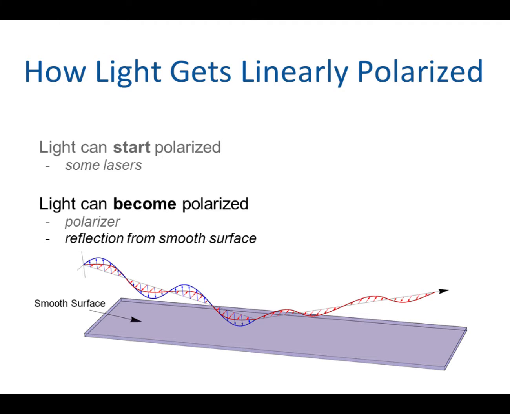Another way you can get it is reflection from a smooth surface at a certain angle, usually an almost glancing angle. You can get it off a smooth surface, like a polished wood surface or a plastic surface, or on the road. You can see in this diagram here that the horizontal component is the only one left over after it was reflected off the smooth surface, and that's something we could see by taking a polarizer and rotating it appropriately and blocking it out, so we can actually see that polarizing effect.